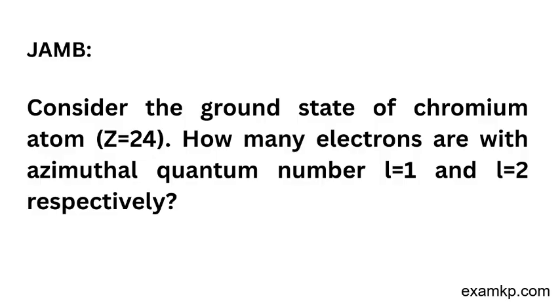And now for a JAMB question. You know, JAMB, they sometimes like to bring in a little bit of chemistry just to test you. This one asks about something called the azimuthal quantum number for a chromium atom. Now, don't panic when you see words like that. It sounds complicated, but it's really just a fancy way of asking about electron configuration, something you've probably covered in chemistry class.